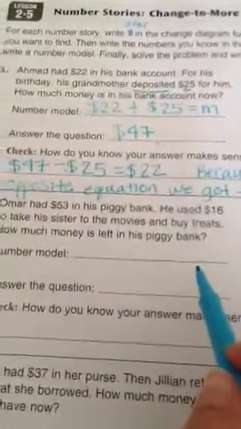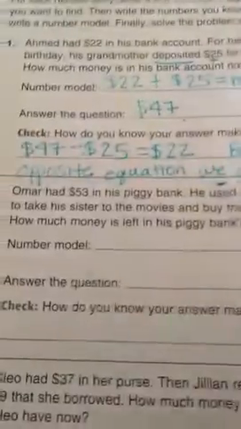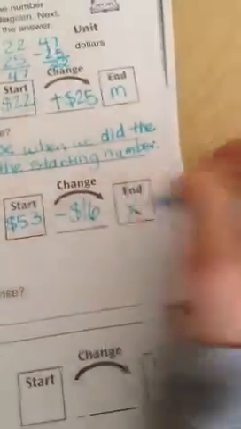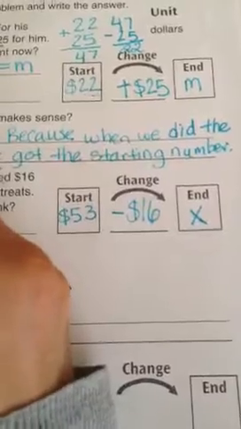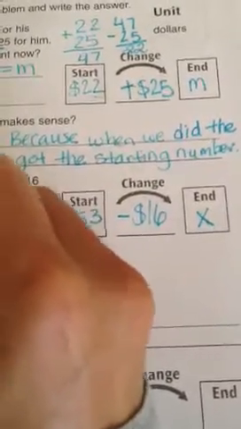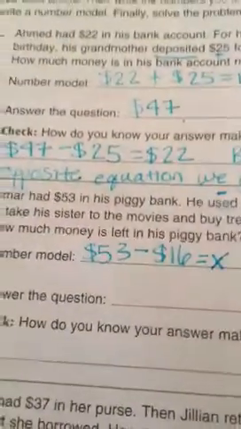Well, so he started with $53, so in our start we'll put 53. He used $16 to take his sister to the movies. Well, if you use money, that's the same as spending it, which will be minus. So the change will be minus $16. What we're trying to find out is how much money he had left in his piggy bank. So I'm going to use a letter to represent the missing number. Then I write my number model. Starting from left to right, I know my number model is going to be $53 minus $16 equals X. And X stands for the amount of money he has left.